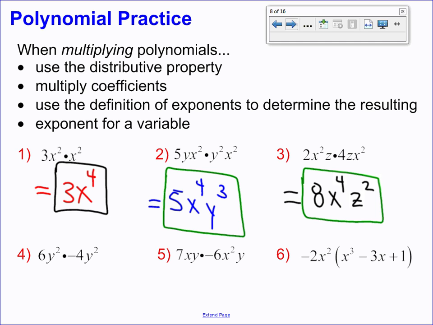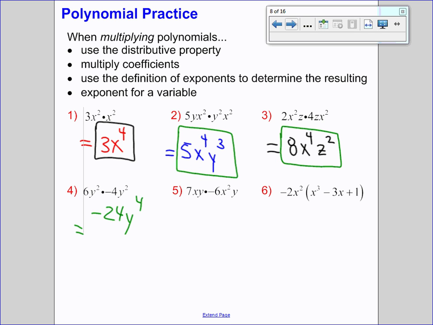Okay, so as you're multiplying these terms together, a negative times a positive overall is a negative. 6 times 4 is 24, y to the 4th power. So negative 24y to the 4th power is the product in number 4.